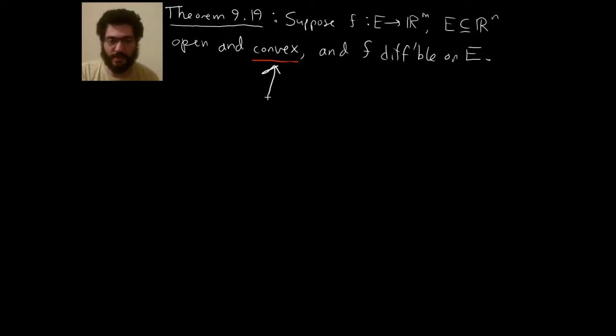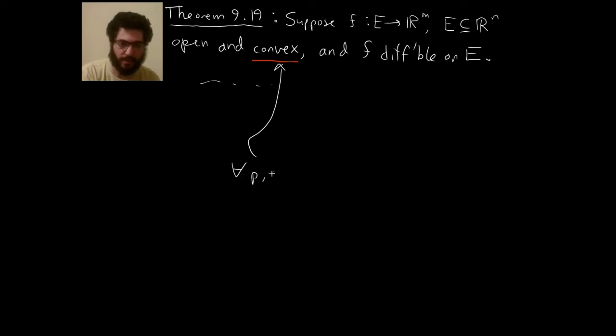All right, so about convex, what does that mean? And by the way, I haven't stated the conclusion, there's more to the theorem, but I just want to clarify what convex means. A convex set is one for which the line segment joining any two points in the set is fully inside the set. So convex here means for all P, Q in E, the line segment from P to Q is inside E.